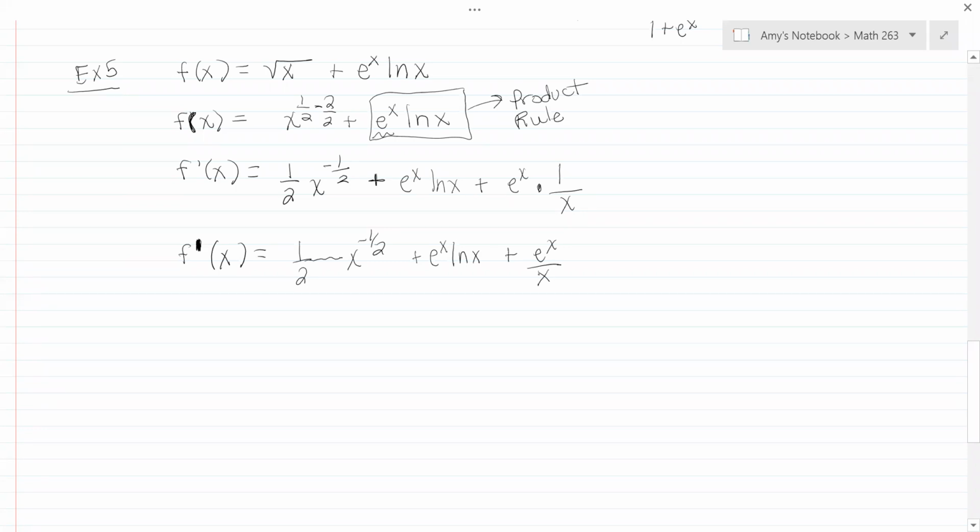Now, in this case, we're going to keep going, and we're going to find the second derivative. So the second derivative is negative 1/2 times positive 1/2, which will be negative 1/4, x, negative 1/2 minus 1 would give you negative 3/2. Product rule again. So the derivative of the first is e to the x times the second plus the first times the derivative of the second. And then guess what you're going to have to do here? Quotient rule.